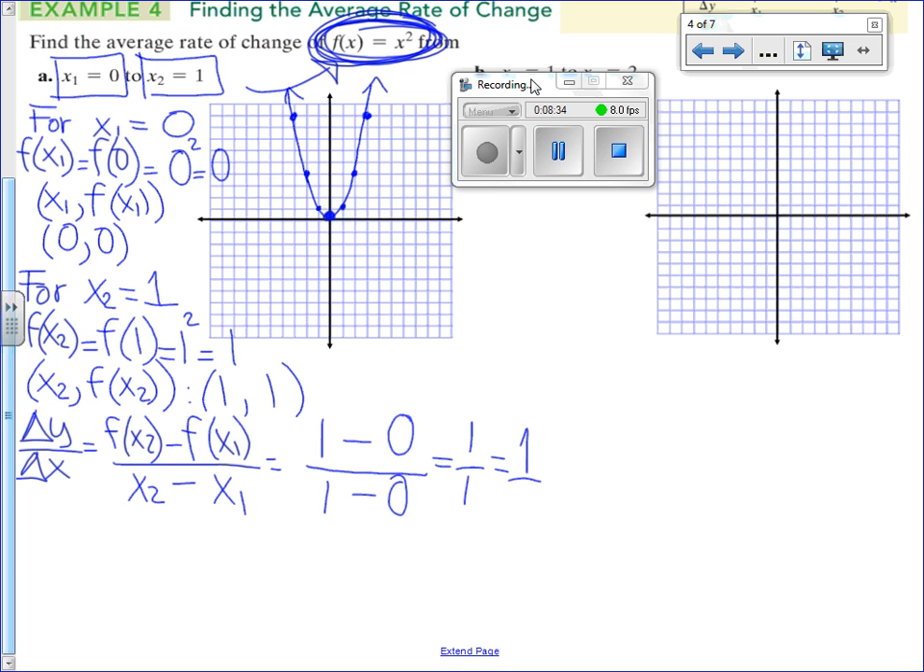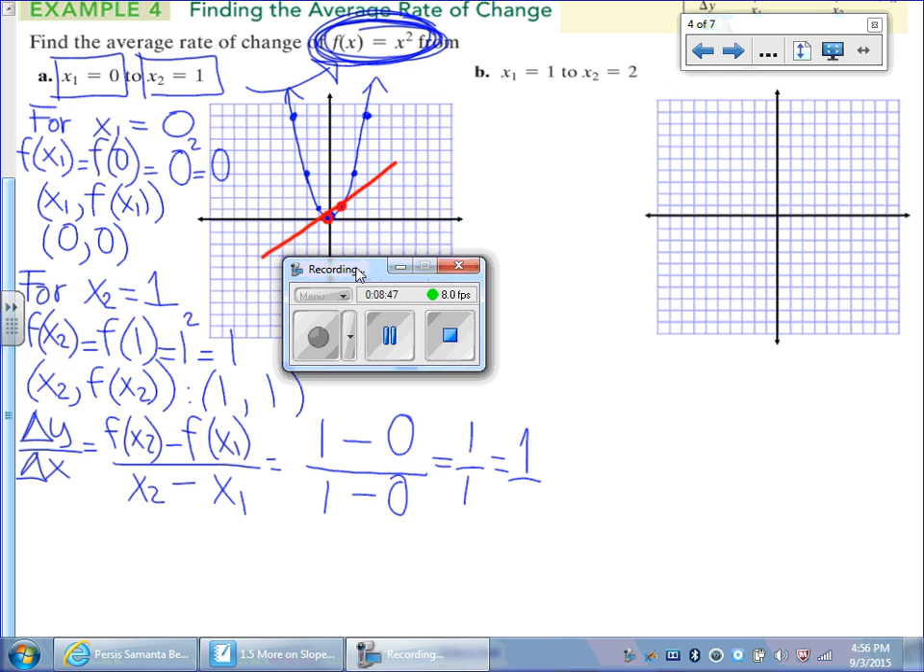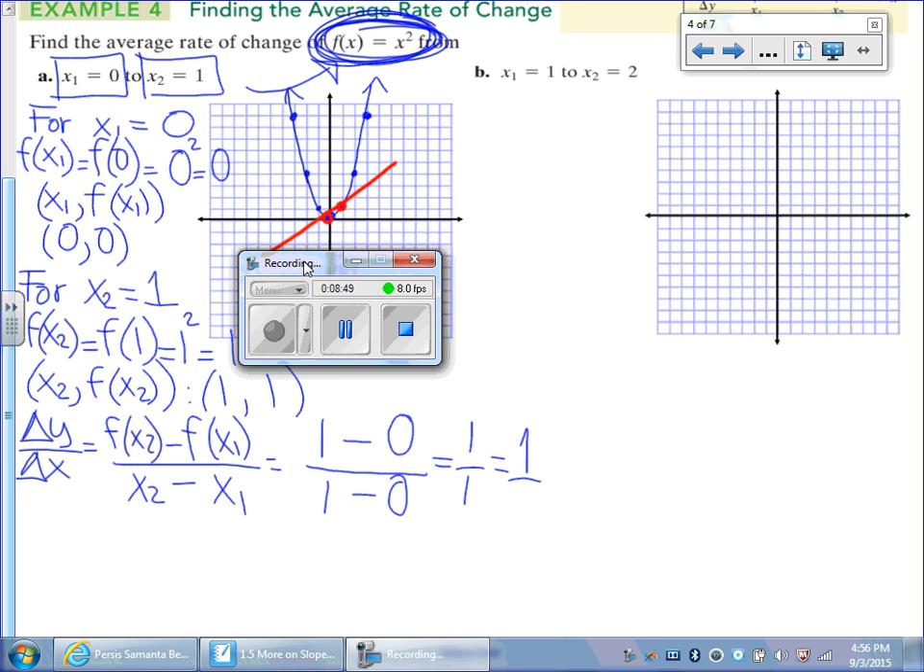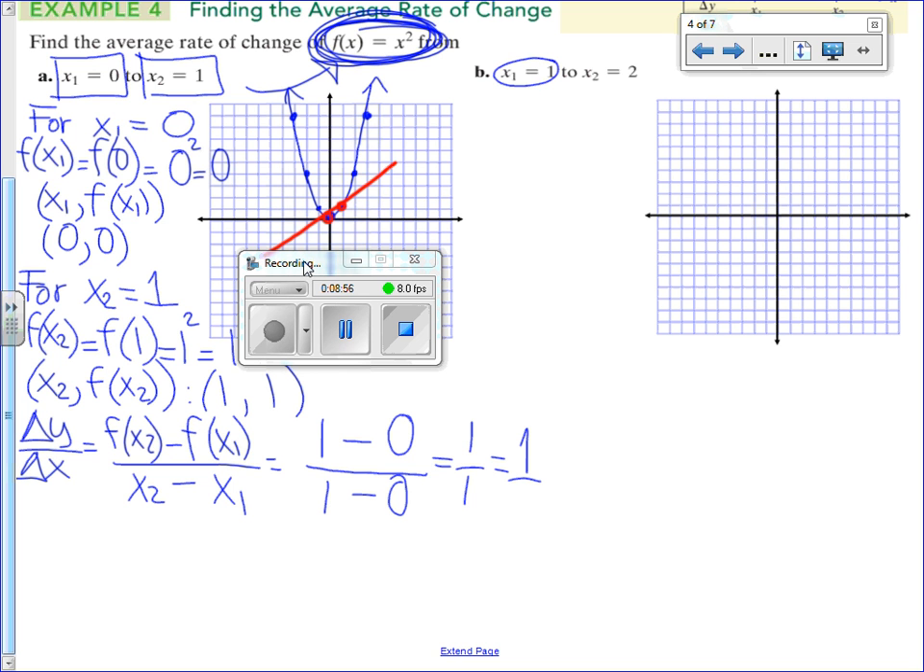Now let's go ahead and trace that secant line that I was talking about, and we're going from this point to this point, and so we trace the line, and that is the secant line. Now we're going to do the same for the next problem. And again, we have x sub 1. Now here we have two distinct x values, different from part A. So let's go ahead and just trace the graph quickly.